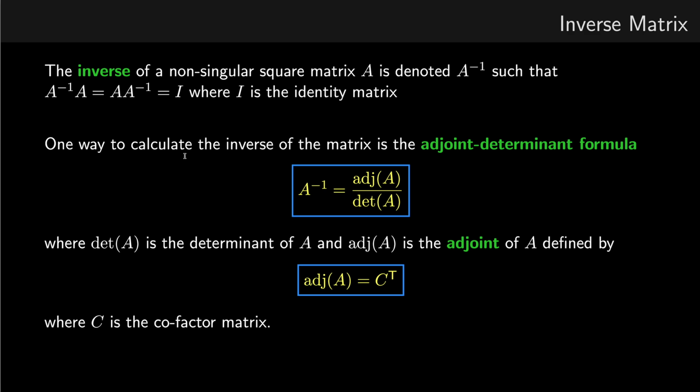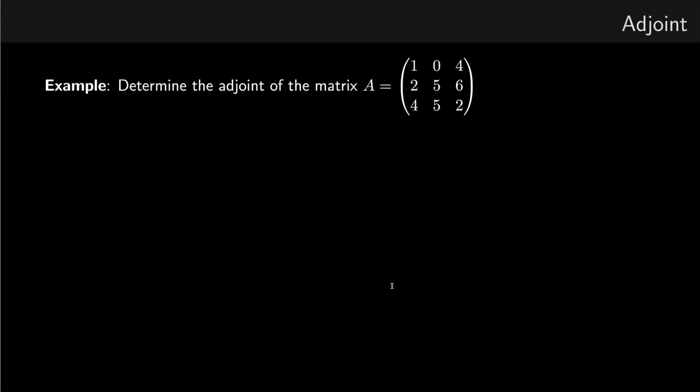Now one way to calculate this is to use the adjoint determinant formula. So the inverse is simply the adjoint of A divided by the determinant of A. Now the adjoint of A is the matrix's cofactor transpose. Okay, so we're going to calculate the adjoint of this 3 by 3 matrix by example.